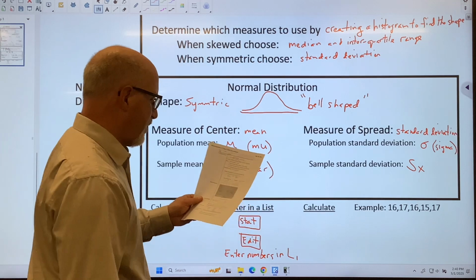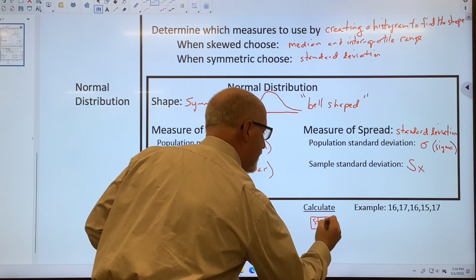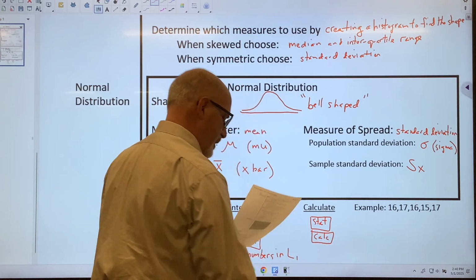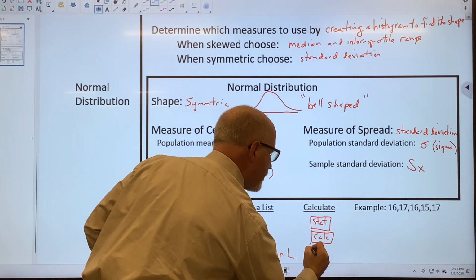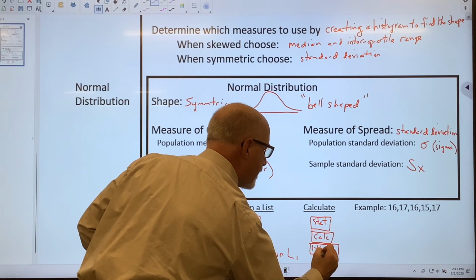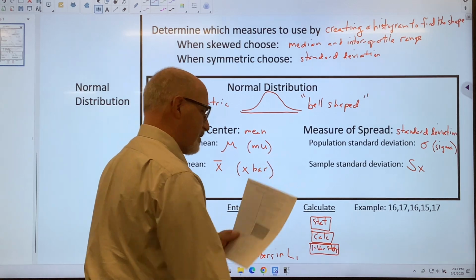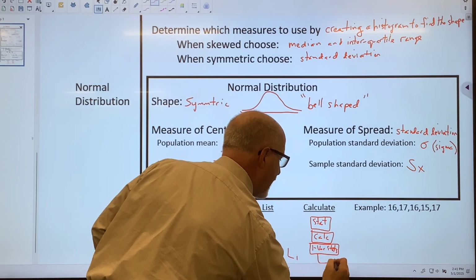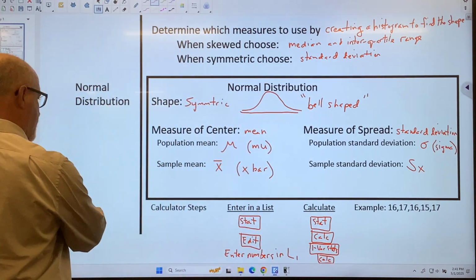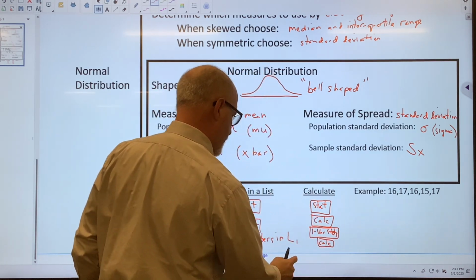Next, to calculate, you'll follow these steps. You'll go to stat. Again, you'll go to calculate. This will be after you get to the home screen. And then you'll go to one variable stats. So one var stats. And then lastly, you're going to hit calculate when you get to that. So one variable stats, you're going to calculate. Now let's go ahead and take a look at what that would look like on our calculator.